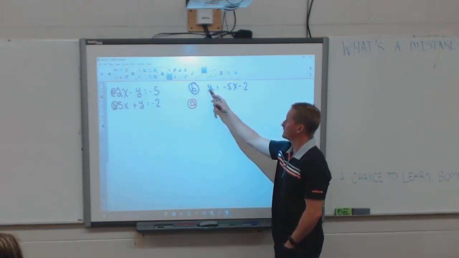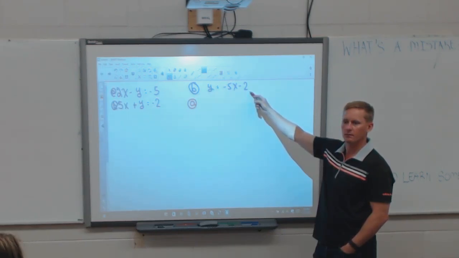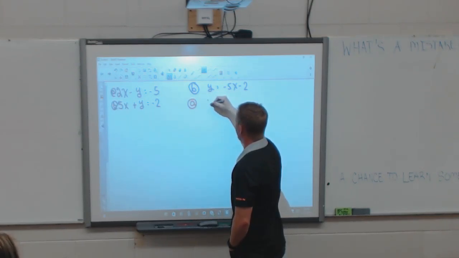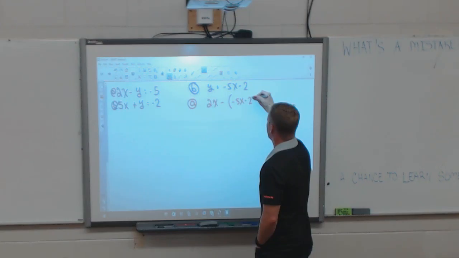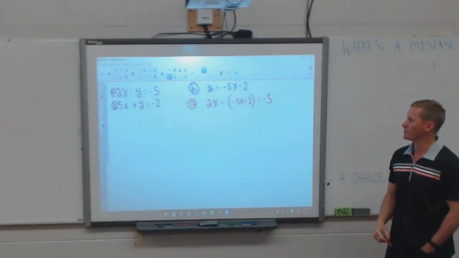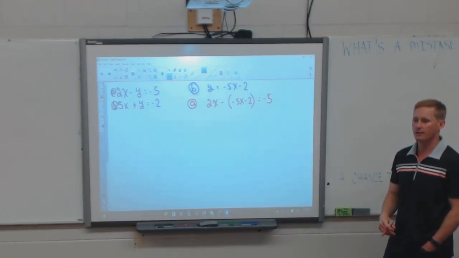Okay, so now that I have this isolated, what do I do with it? Plug it into the other equation, for y, correct? So it's 2x, subtract, minus 5x, subtract 2, equals -5. This is really good for us because we need to see what's going to happen when I get rid of the brackets.